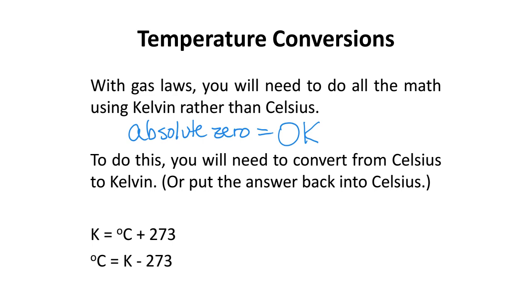Okay? So when we're doing gas laws, we don't want to have negative pressures. You can't have a negative pressure or negative volume. And so we have to use Kelvin, which doesn't have negatives. Okay, so in order to convert, we need these two things. If you're going from Celsius to Kelvin, you've got to add 273. And if you're going from Kelvin to Celsius, you subtract 273.